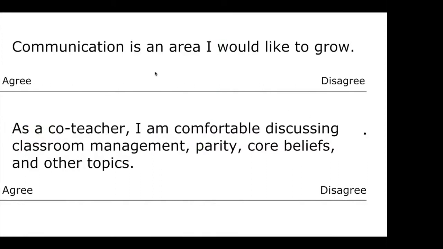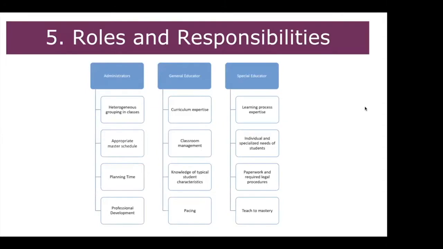All right, so the last component. We've talked about those prerequisites. We've talked about shared philosophy. We've talked about collaborative relationship. We talked about communication, and now we're going to talk about roles and responsibilities. So this is the fifth and final component. We want to be able to identify, know, and understand our roles and our responsibilities in that co-taught setting.